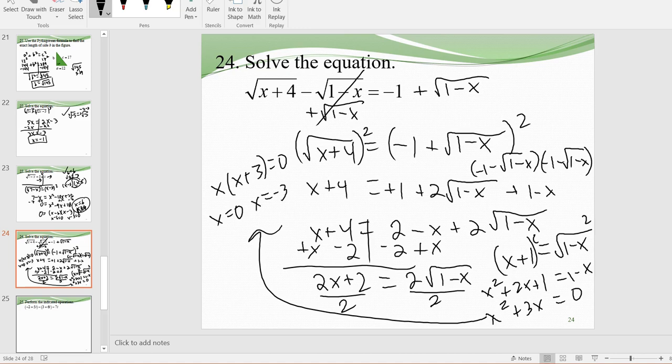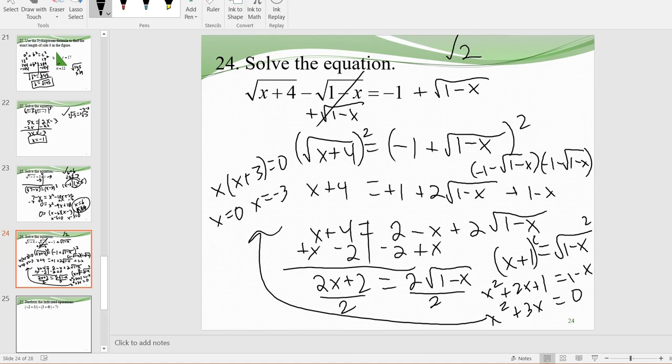Maybe. Check the 0. Square root of 4 is 2. 1 minus 0 is that, so 2 minus 1 equals negative 1? That didn't work. Check the negative 3. Negative 3 plus 4 is 1. Square root of 1 is 1. This becomes square root of 4, which is minus 2, equals negative 1. That one's correct. 1 minus 2 is negative 1. So we keep the negative 3 this time.